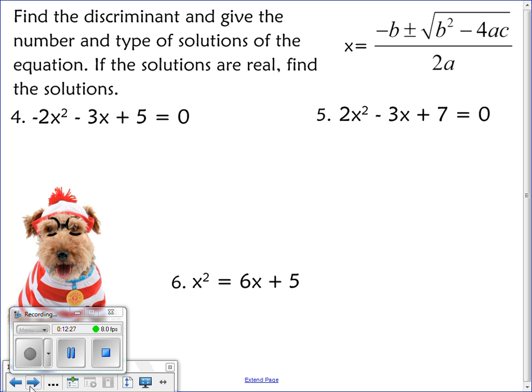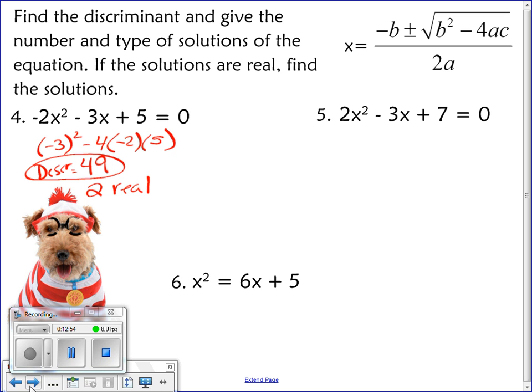All right. Anyway, number 4. b squared minus 4 times a times c. What do we get? 49. So if your discriminant is 49, how many answers? 2, real or imaginary? Real. 2 real. Is it factorable? Yes, because that's a perfect square.